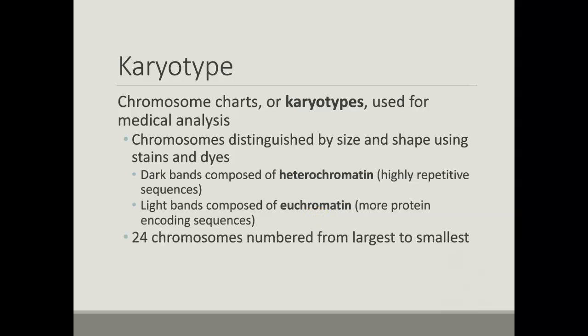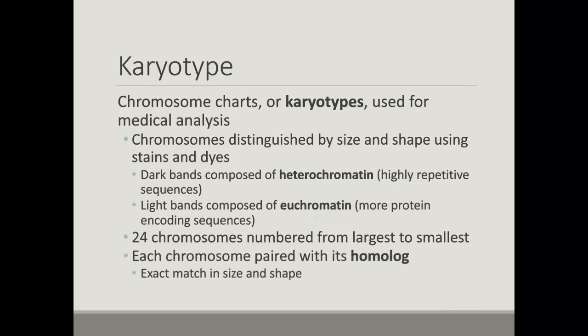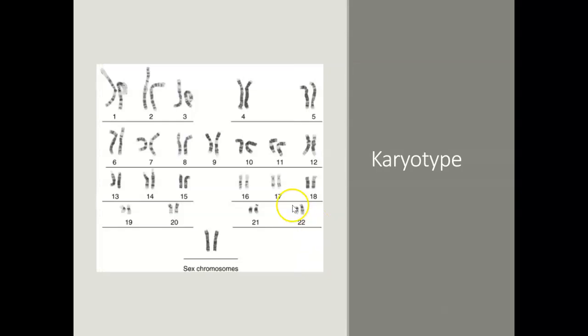And again, we take our chromosomes, we number them from largest. I'm sorry, I said smallest to largest earlier. We number them from largest to smallest. My apologies. Chromosome number 1 is actually the largest chromosome. And each chromosome, again, is paired with its homologue, its exact match in size and shape. So remember, you get 2 copies: 1 copy of chromosome 1 from your mom, 1 copy of chromosome 1 from your dad. We put those together when we're looking at a karyotype.